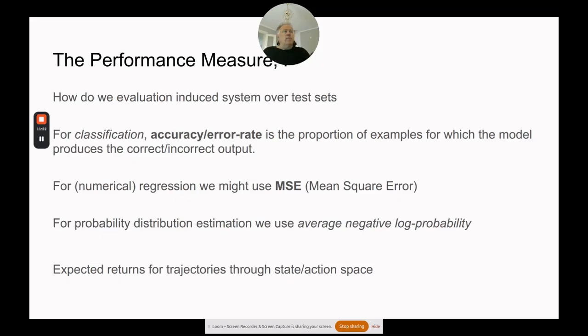And then the question is, well, is it better than just throwing darts at the board? Is it better than random? Is it getting better through time, et cetera? So the question is how do we evaluate how well it's learning?